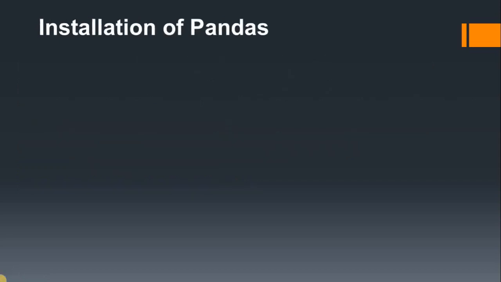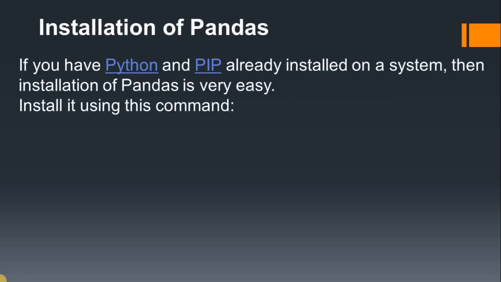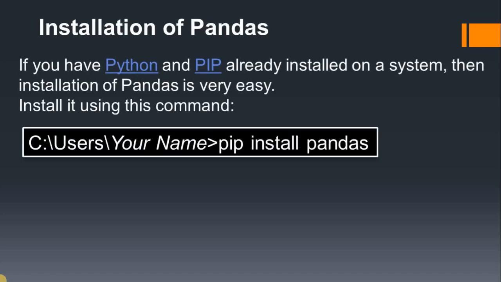So these are the key features, and the installation of pandas is very important, then only we can use the pandas library. If you have Python and pip already installed on your system, then installation is very easy, and you can install it by using just a simple command. You have to just go to the command prompt and type pip install pandas. It will take care of all the setup of pandas.